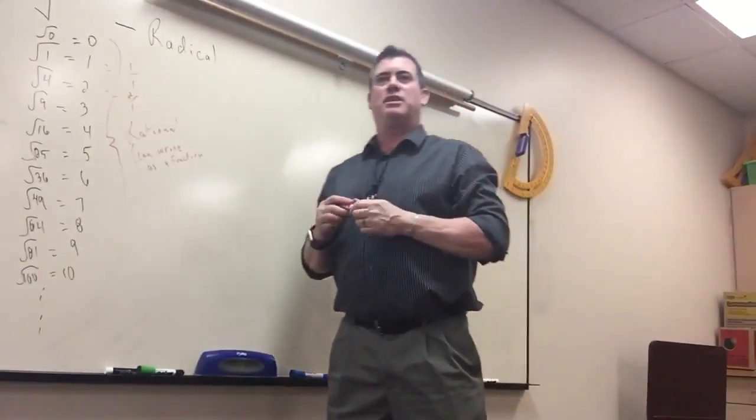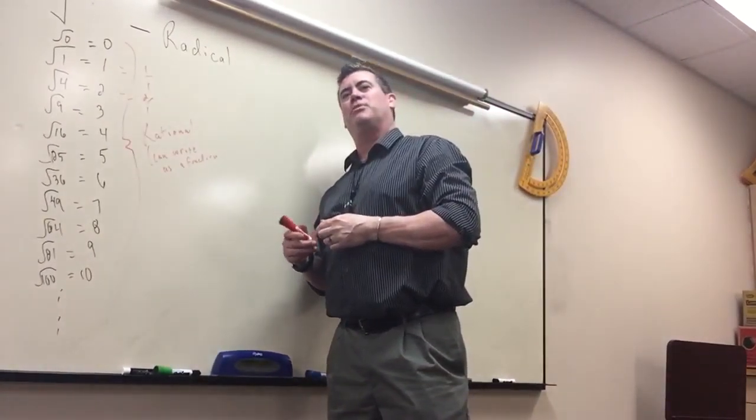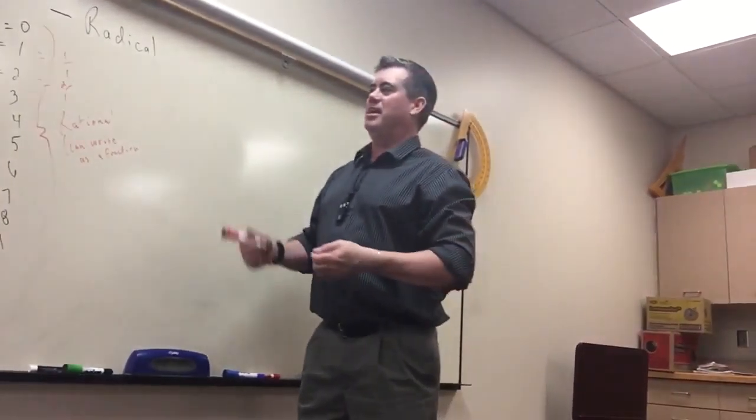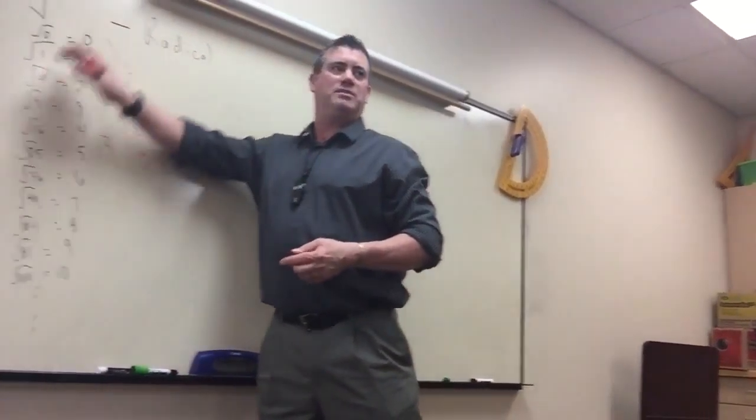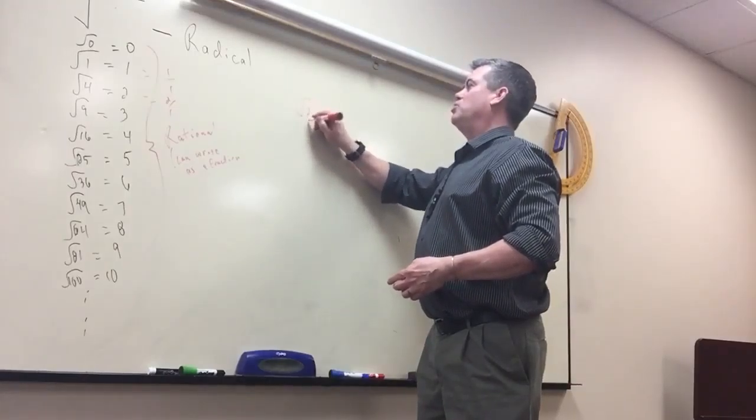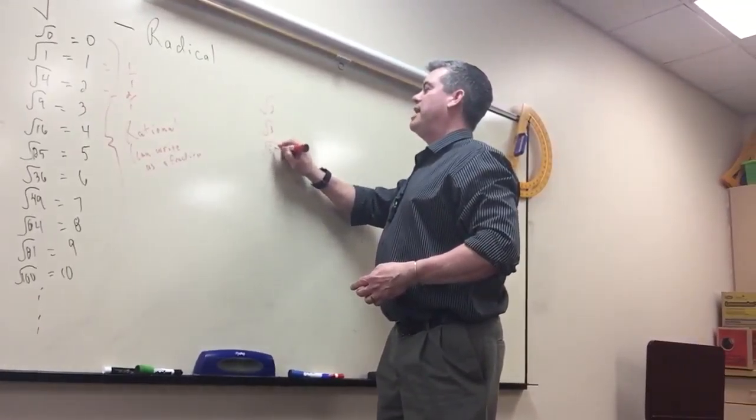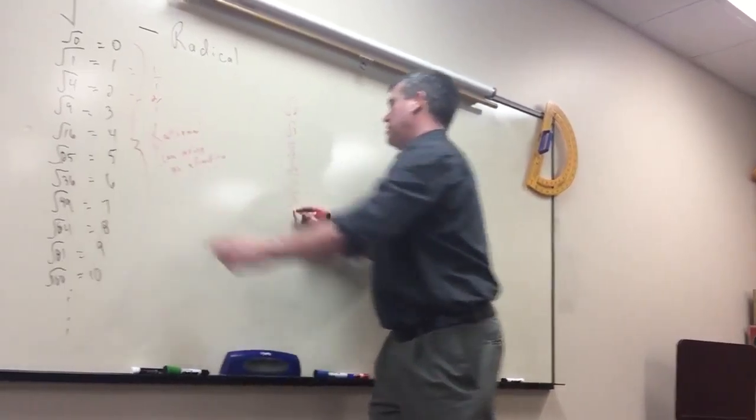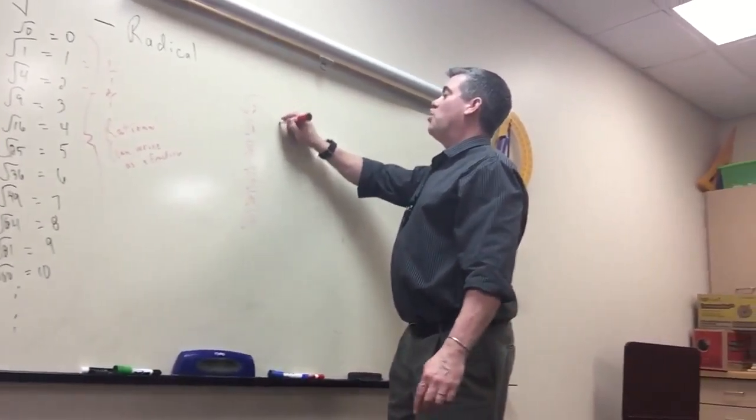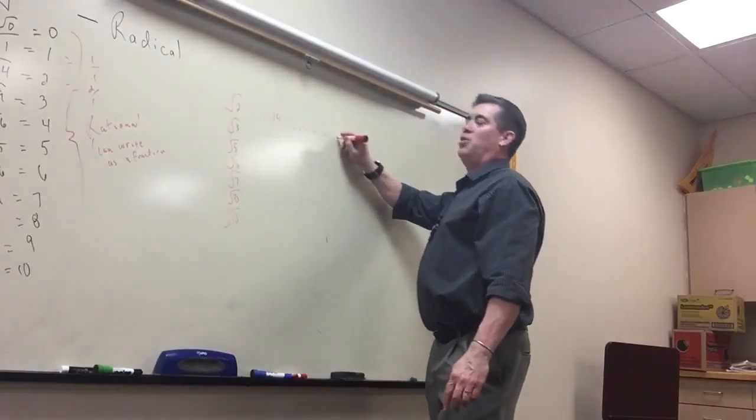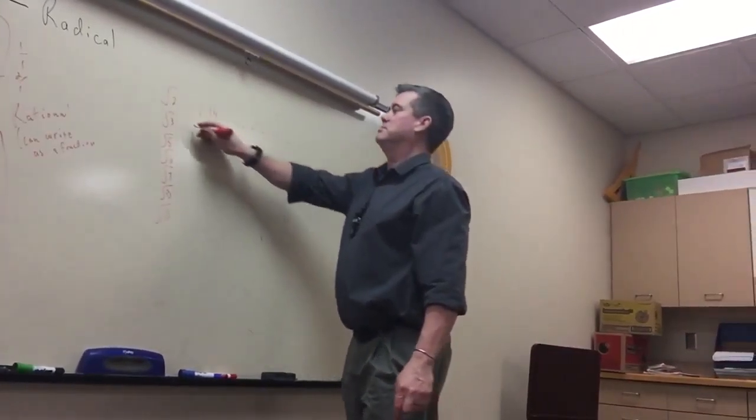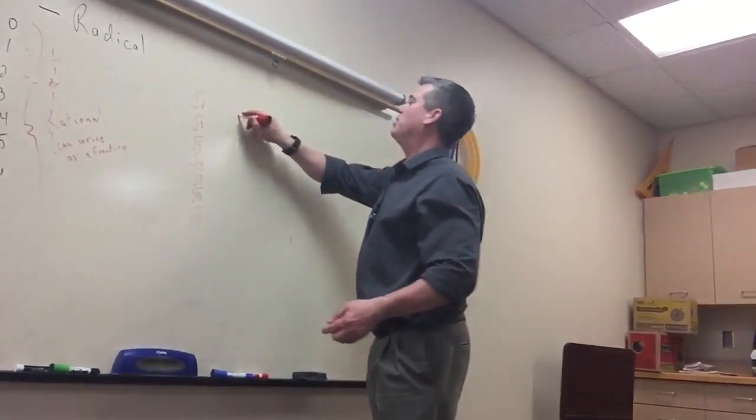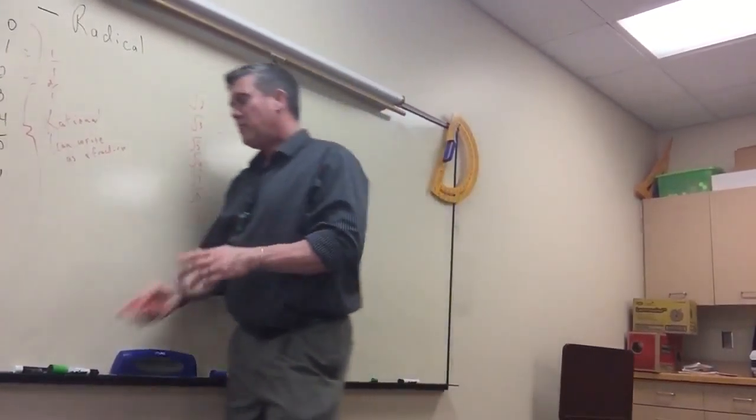The irrational numbers, everyone put the iPads away. The irrational are all the ones in between. Square root of 2, square root of 3, square root of 5, square root of 6, 7, 8, and then it skips 9, 10. The reason why is because these are decimals that go on and on without repeating. Okay? Or it's 1.41, I think.